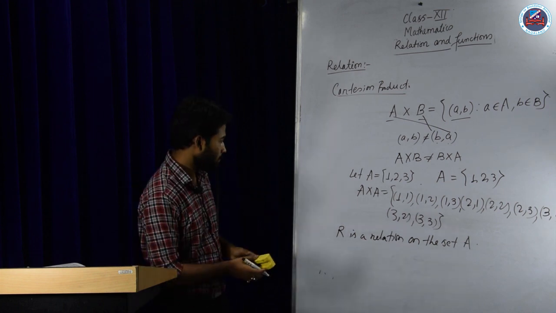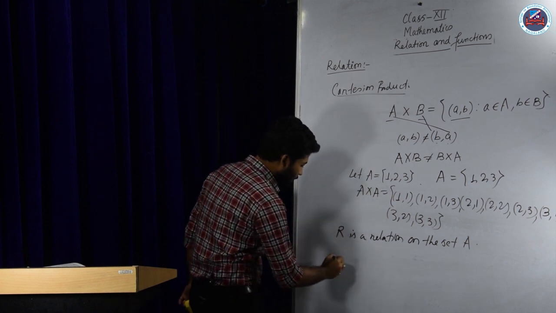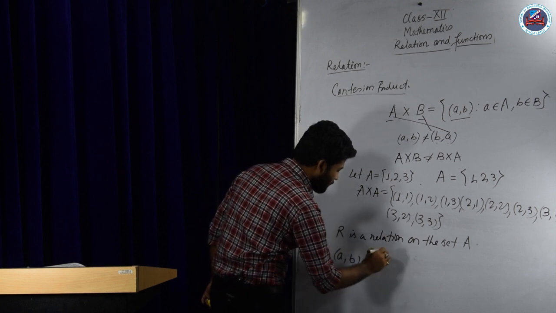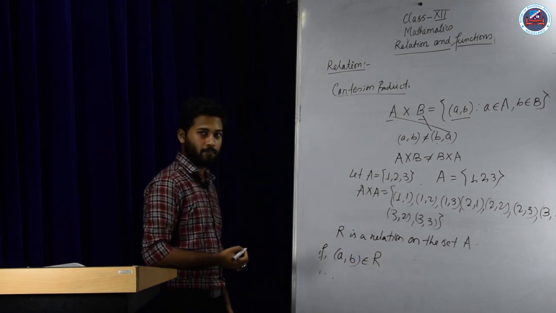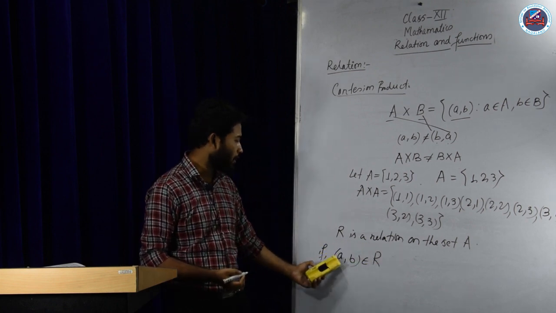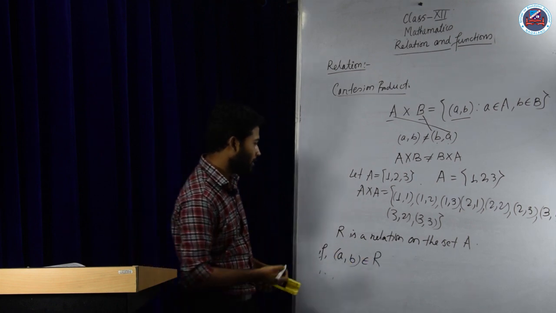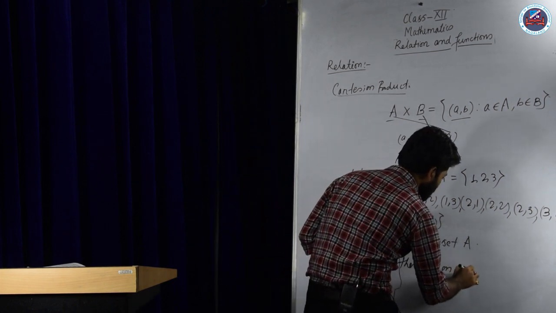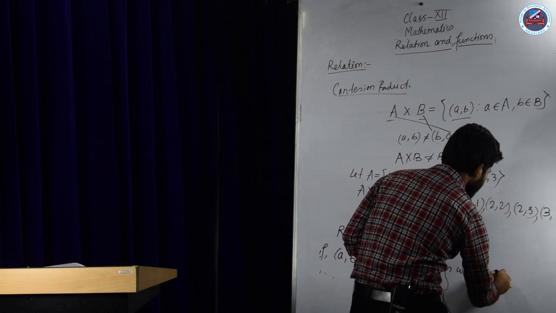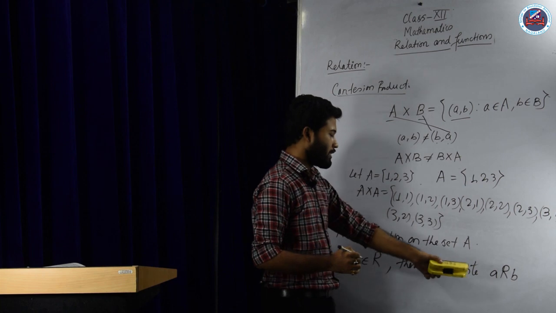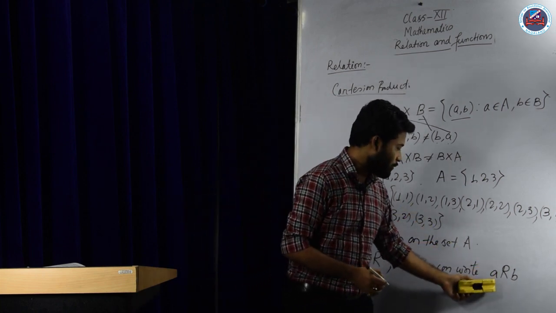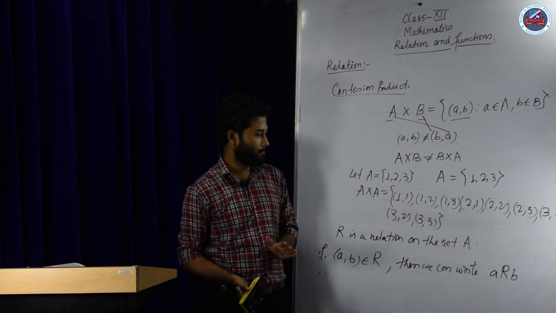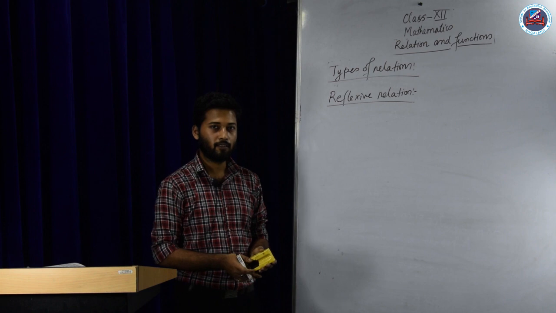Clear? Okay. One more thing, if (a, b) belongs to R, suppose R is a relation and (a, b) belongs to R, then we can write a R b. We read it as a is related to b. Now we shall discuss the types of relation.